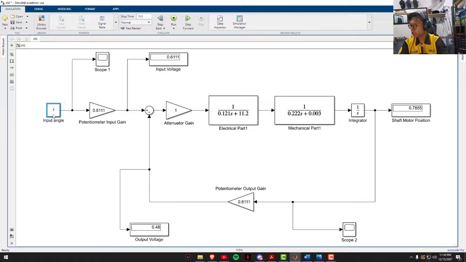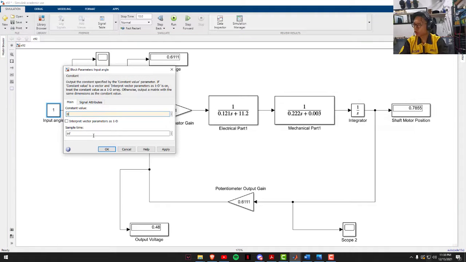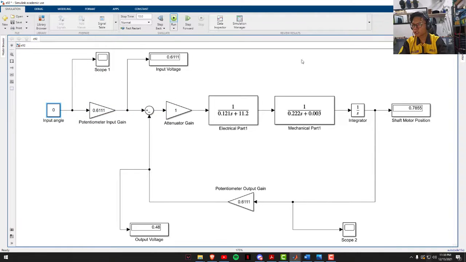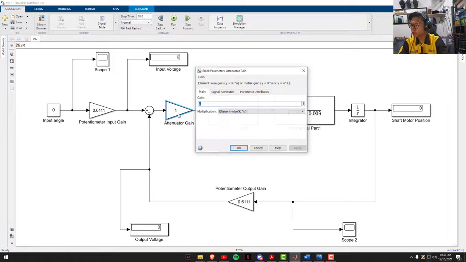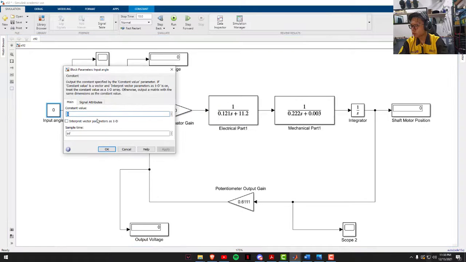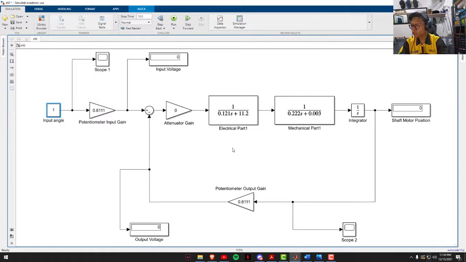So what if we key in the parameter of input angle equal to 0, and then we run and observe the shaft motor position? As you can see here, the shaft motor position is equal to 0, and same goes for the input and output voltage. When we change the attenuator gain to 0 and the input angle to 1, and we observe the shaft motor position, we can see that the shaft motor position will also be 0, and also the output voltage will be 0. But the input voltage is equal to 0.611. This is because of the input angle.